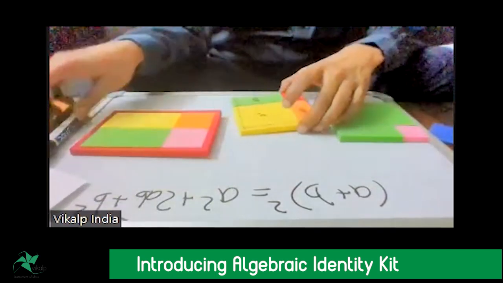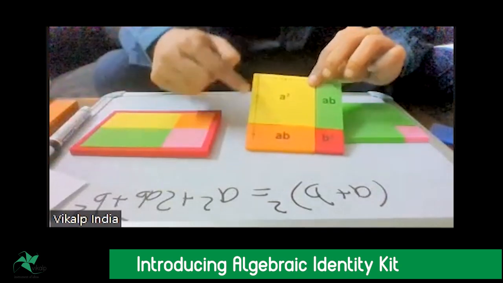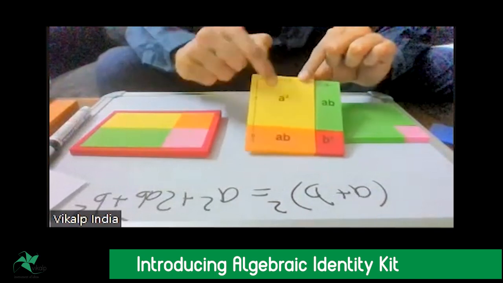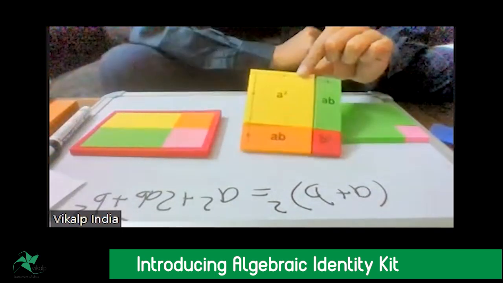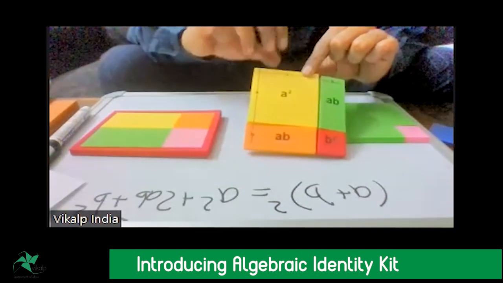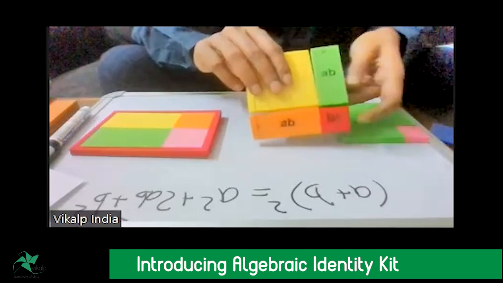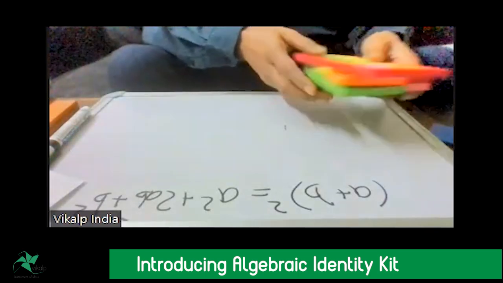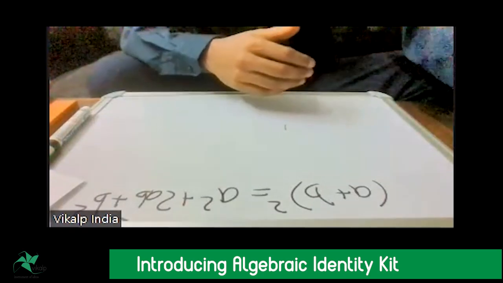So here in this, you can see (a + b)² is equal to a². This you can see a², then ab and ab, 2ab, and b². So this can be used for teaching, verifying these formulas of algebra. These are called algebraic tiles. Different algebraic identities can be verified.